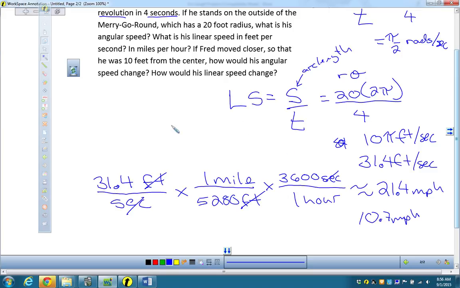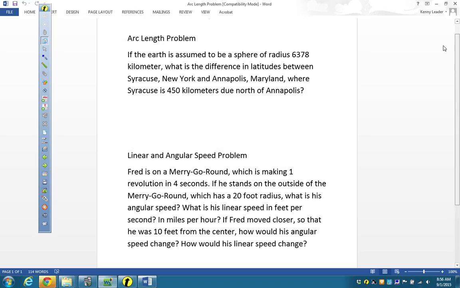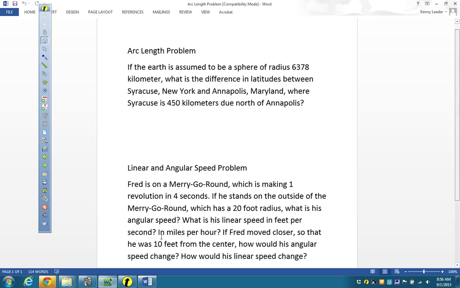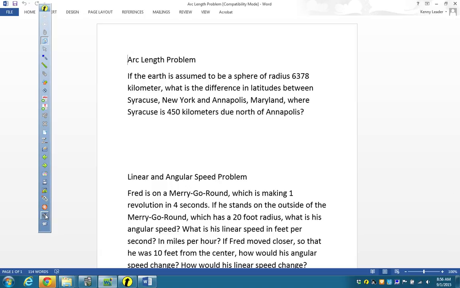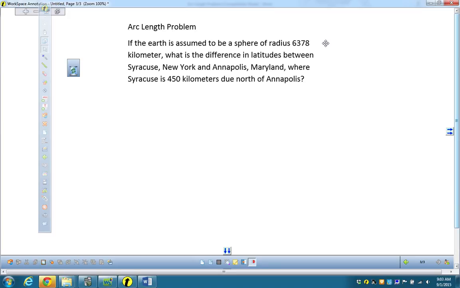Okay, so that's one type of word problem that you're going to see. The rest of the math is easy. And the second type of word problem that you're going to see, and everyone goes, how do you do this problem? I don't understand what they're talking about. It's really simple. You just have to understand what they're talking about. Here's another arc length problem. In this one, if the Earth is assumed to be a sphere of 6,378 kilometers, what is the difference in latitude between Syracuse, New York, and Annapolis, Maryland, where Syracuse is 450 kilometers due north?